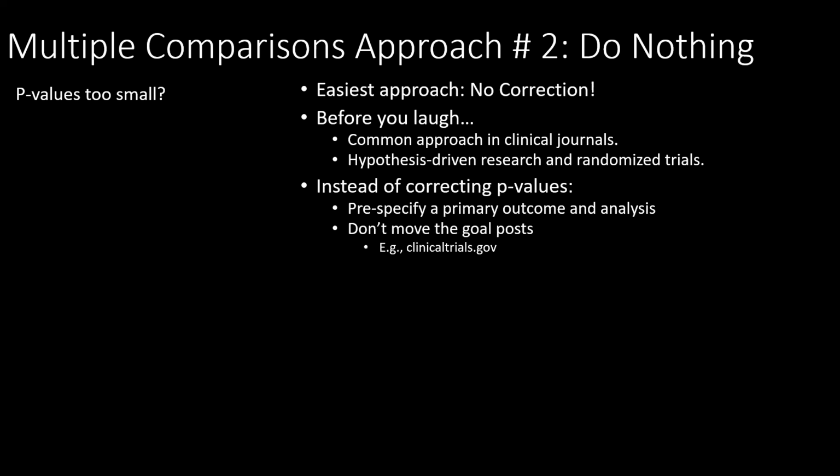So what they do, and it's not that they're not concerned about multiple comparisons, but instead of correcting the p-values for multiple comparisons, what they advise is that you pre-specify a primary outcome and analysis. And in the case of randomized trials, they want you to pre-register your analysis plan before you carry out your study so that you can firmly plant your goalposts and not move them after the fact if you don't like your results.